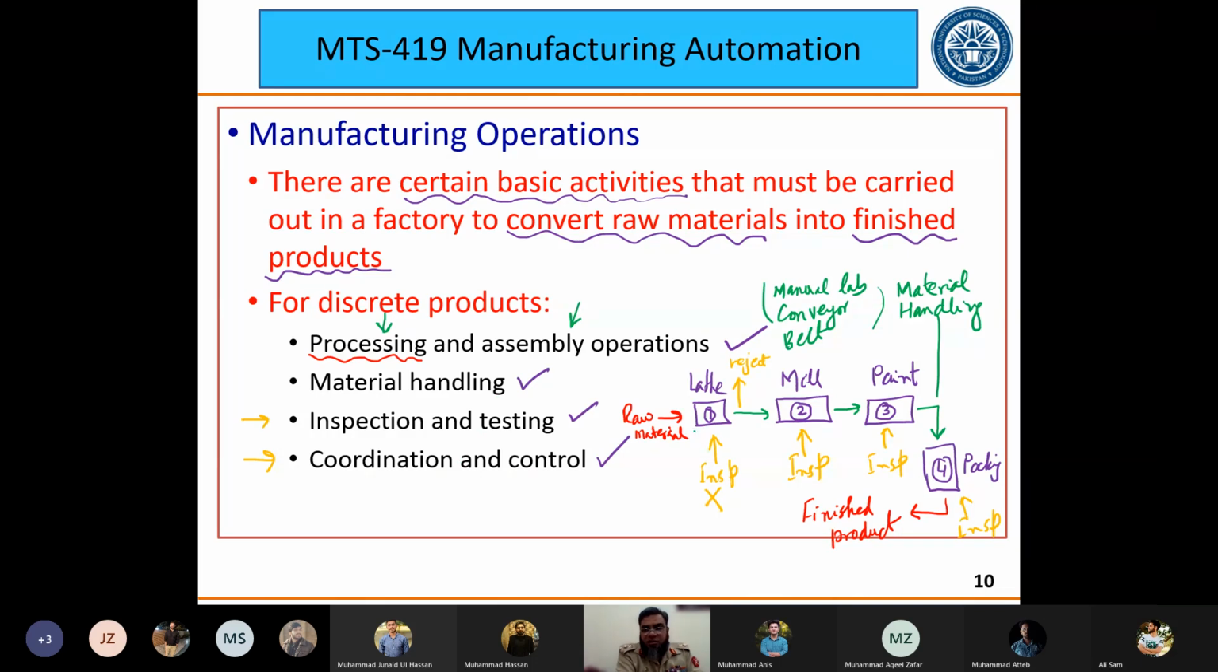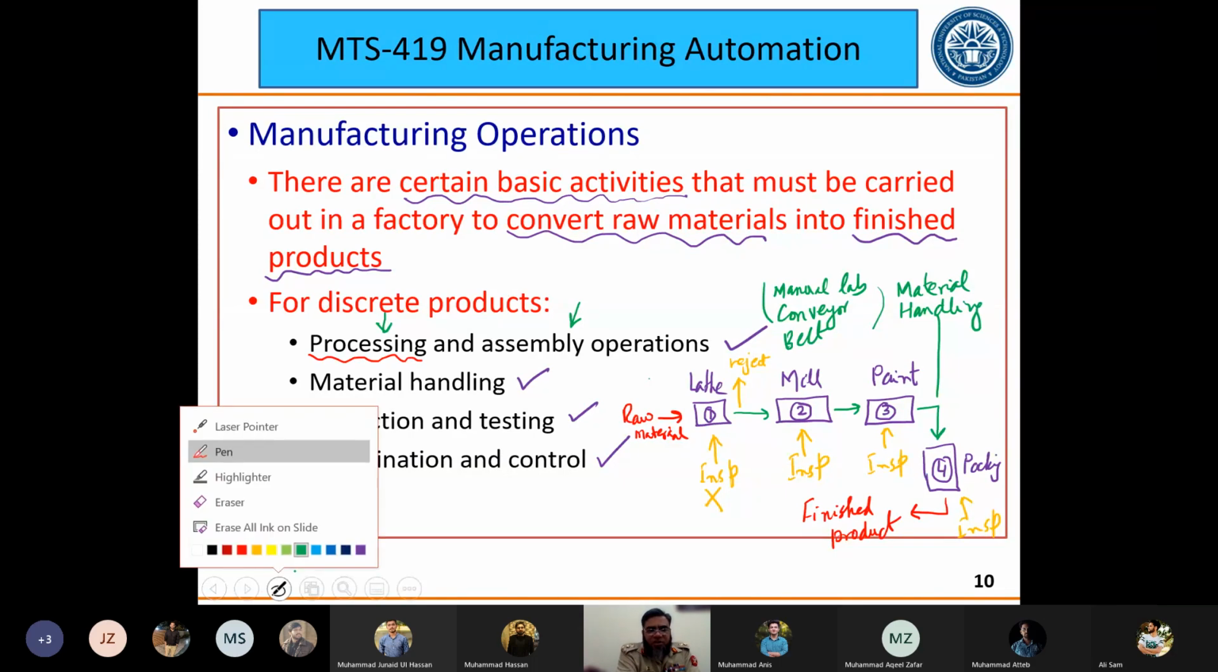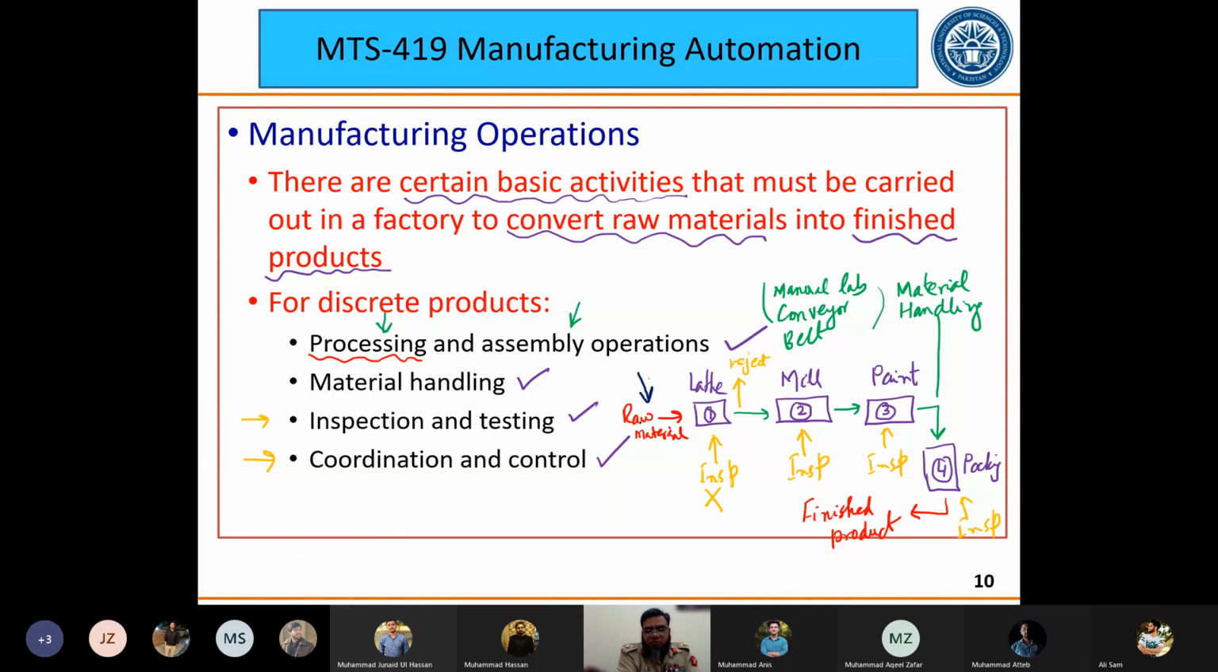So let us see the diagram which I have made here. We have four stations, in which at station number 1 we have a lathe machine. At the second station we have a milling machine. Then painting is being carried out at station number 3, and packing is carried out at station number 4. So this is the raw material which goes into this process through station number 1, 2, 3, 4, and then the finished product comes out.